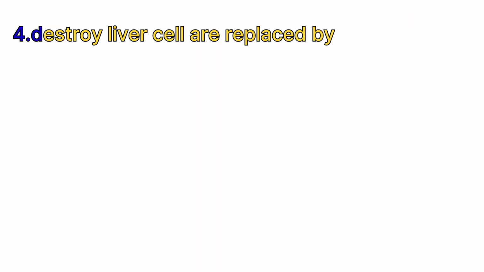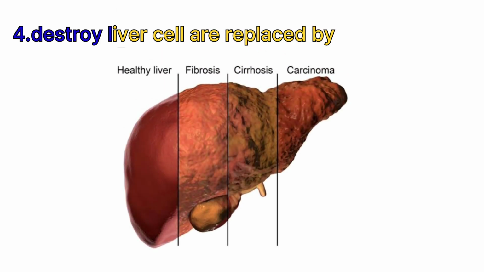Step 4. Destruction and scarring. Eventually, these fibrous bands grow and spread. They start to destroy the normal liver cells, and these healthy cells are replaced by scar tissue. This is the key characteristic of cirrhosis. The liver becomes hard, lumpy, and shrunken.